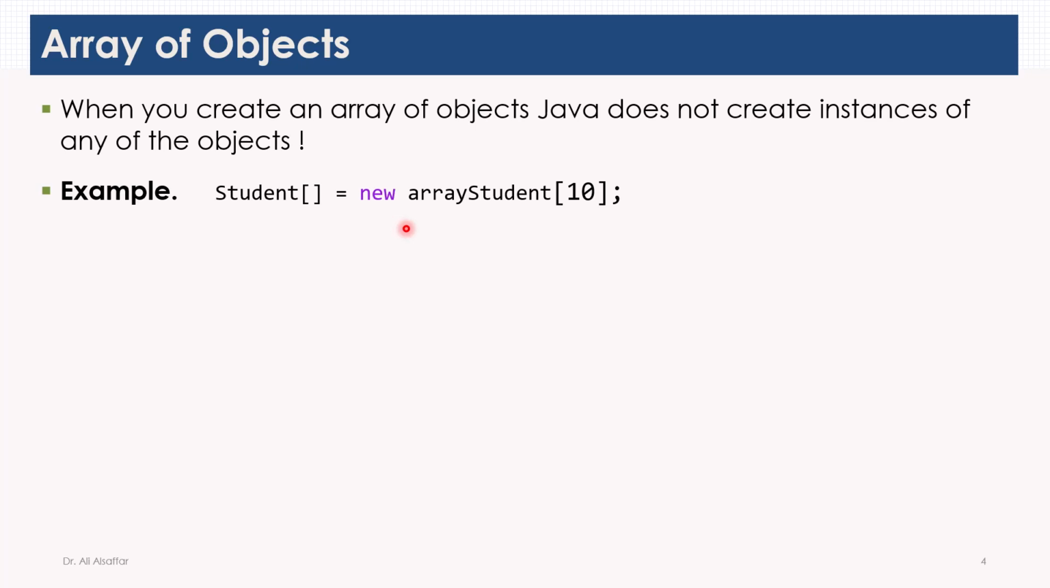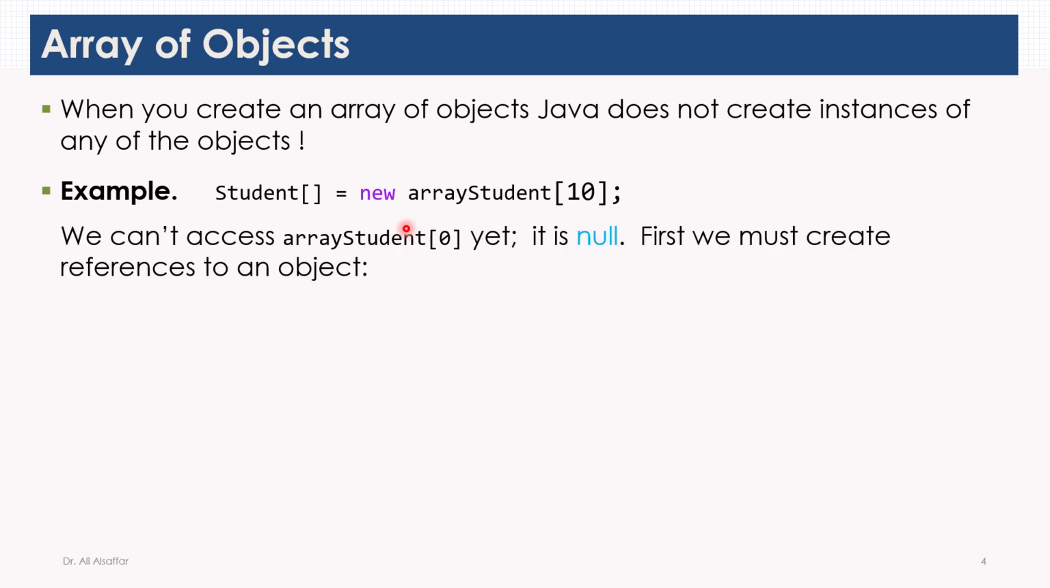In this declaration, we are not creating 10 objects of type student, and the array is pointing to these 10 objects. The declaration here is creating 10 elements of type student, so they are just references. So when you go to, for example, student 0, it is just a reference to a null value. So we cannot access, for example, array student 0. Why? Because it is null. And this is the case for every other element of this array. They are just empty references.